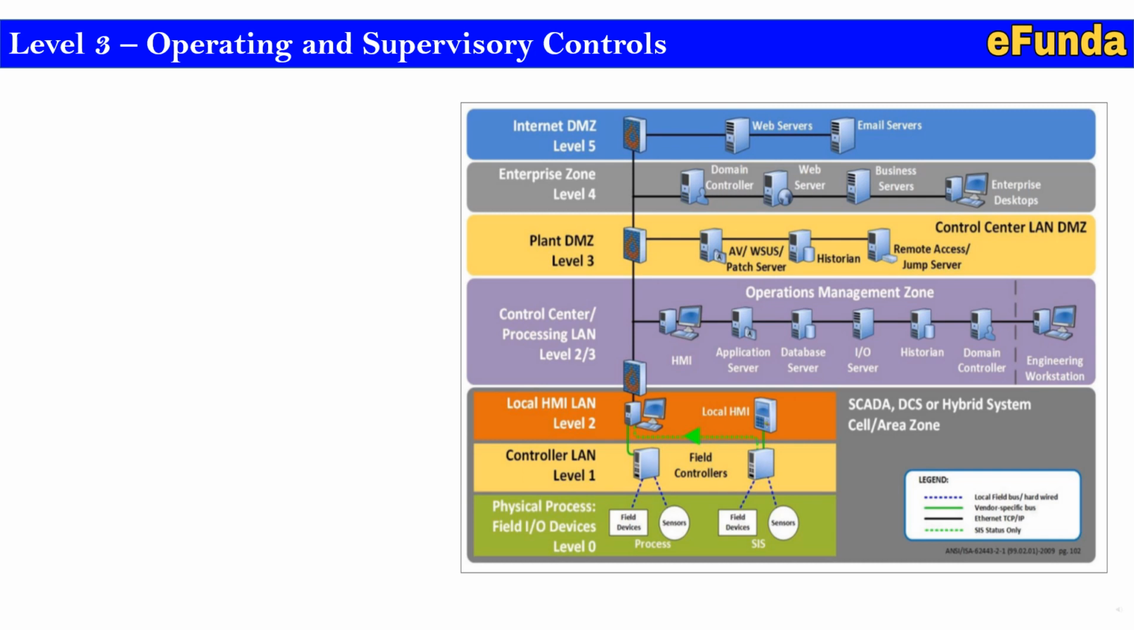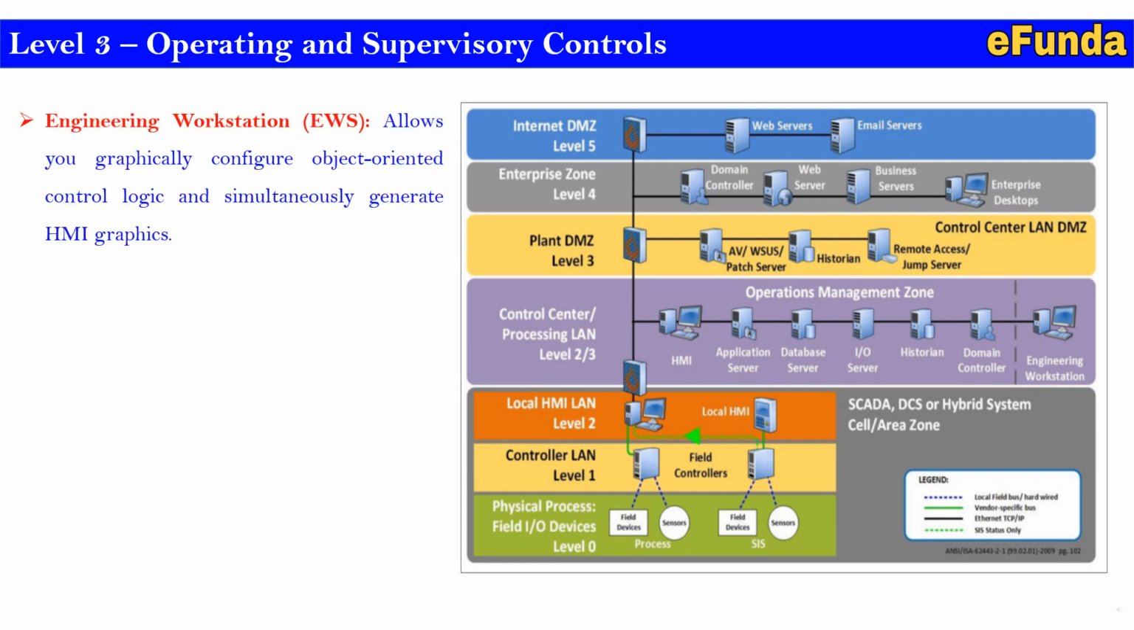After level 1 and 2, now level 3, operating and supervisory control, where one can refer to the picture we have used from the internet source, where one can see level 0, level 1, level 2, level 3, level 4, level 5. Various levels are shown for SCADA, DCS or hybrid systems, mainly including the system components as well as the cybersecurity related equipment. For this we are going to understand mainly the engineering workstation, that is EWS, which allows you to graphically configure object oriented control logic and simultaneously generate HMI graphics.